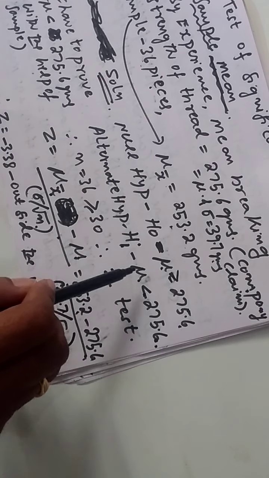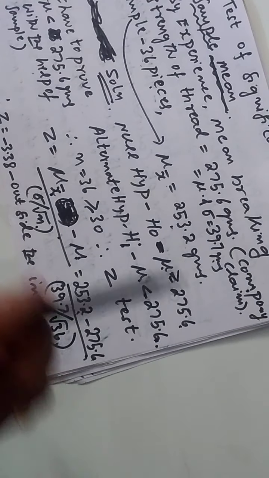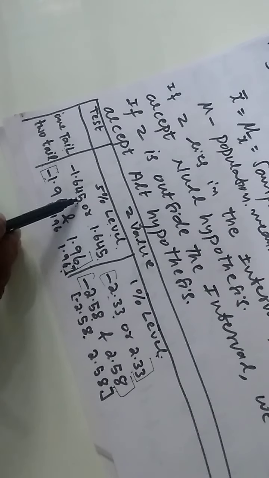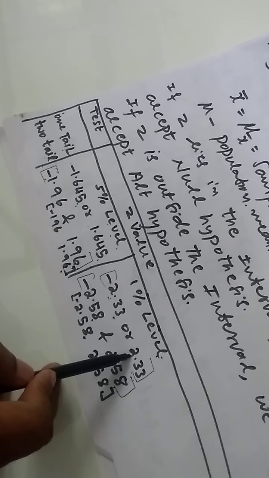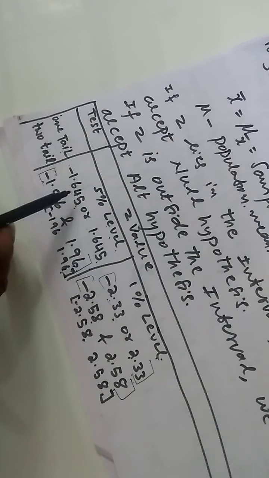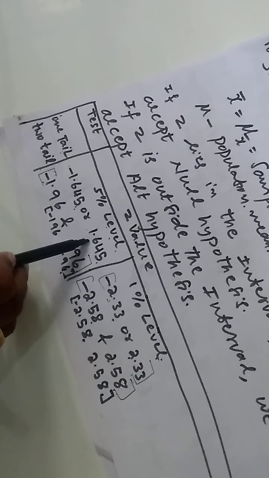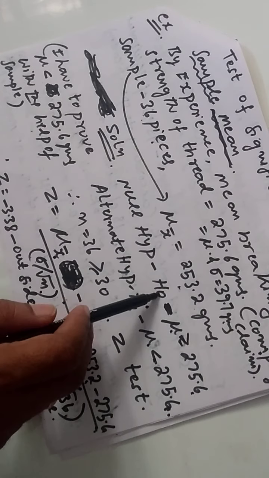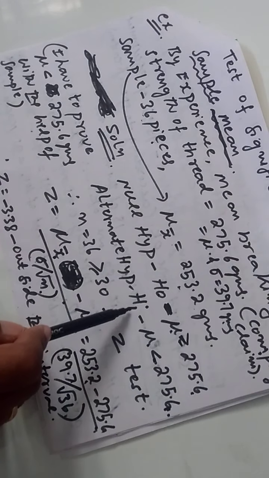But what is given in this alternative hypothesis? It is less than 275.6. So therefore, I have to make use of a one-tail test. Now observe the point, z equal to minus 3.38. Now I have shown you the one-tail test. Minus 3.38 is not inside the interval at the 1% level, nor inside the interval at the 5% level. So it is outside the interval by the one-tail test. Outside the interval means what? Always I reject the null hypothesis and accept the alternative hypothesis.